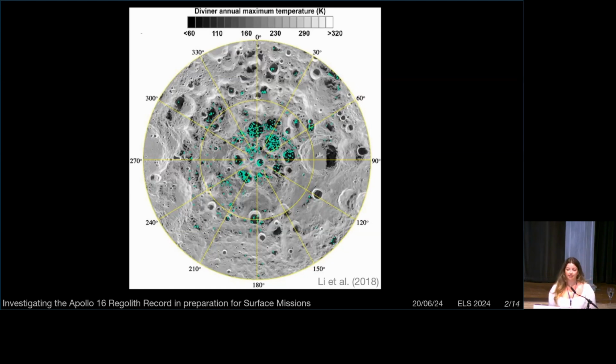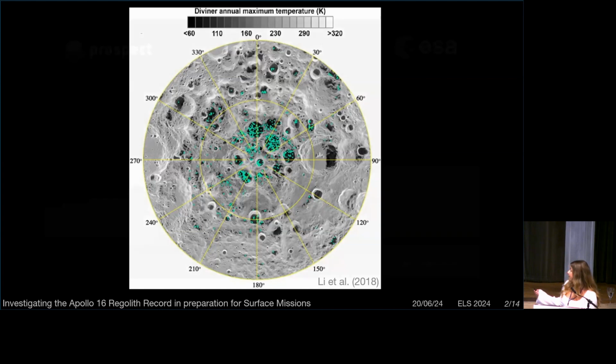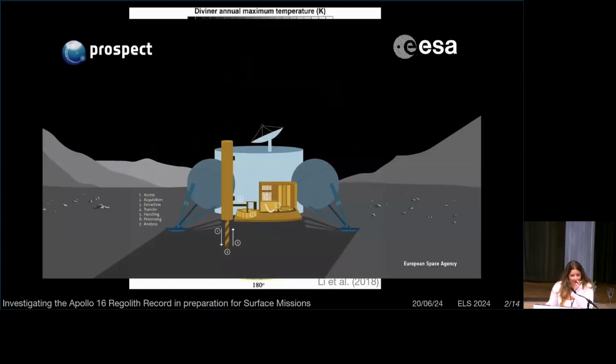So the regolith in the proposed landing area is dominated by hyaline crustal material. And this is similar to Apollo 16. So in preparation for this mission, it's important to understand impact mixing processes in typical ice-free regolith and how this might affect the volatile budget. Oh yeah, sorry, I forgot to show that one. That's a picture of Prospect, which you've all heard about this week loads.